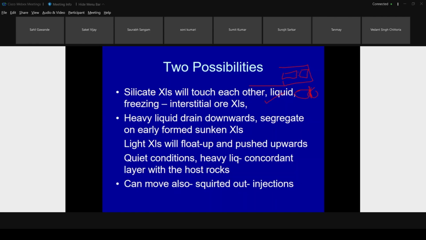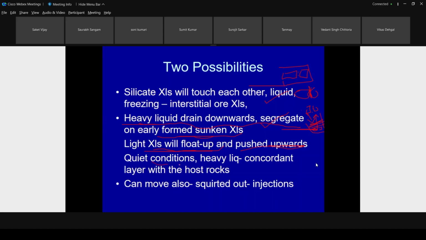Okay, this is the first stage. Heavy liquid drains downwards, and it will segregate early formed sunken crystals. So you will have the magma chamber, and you will have early formed minerals at the bottom. When the late formed minerals are forming and the liquid is there, it can drain without freezing, come down and form stratiform layers. That is the second choice. In this process, the light crystals will float, and be pushed upwards.